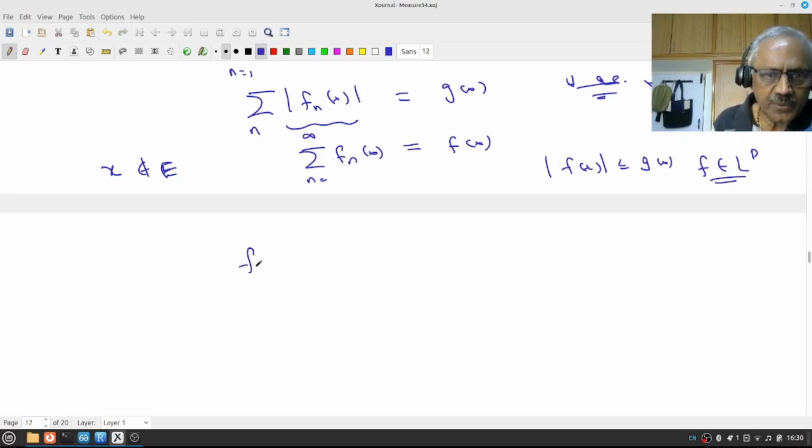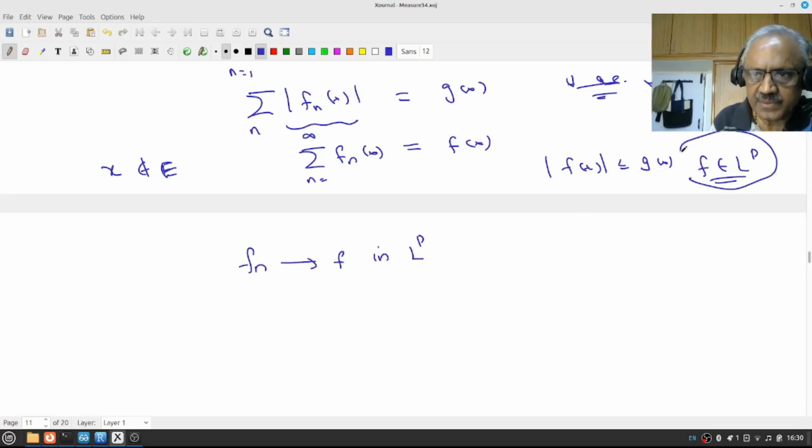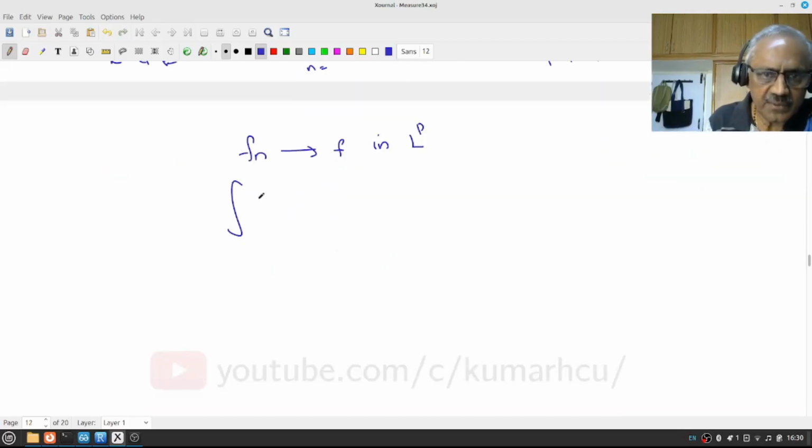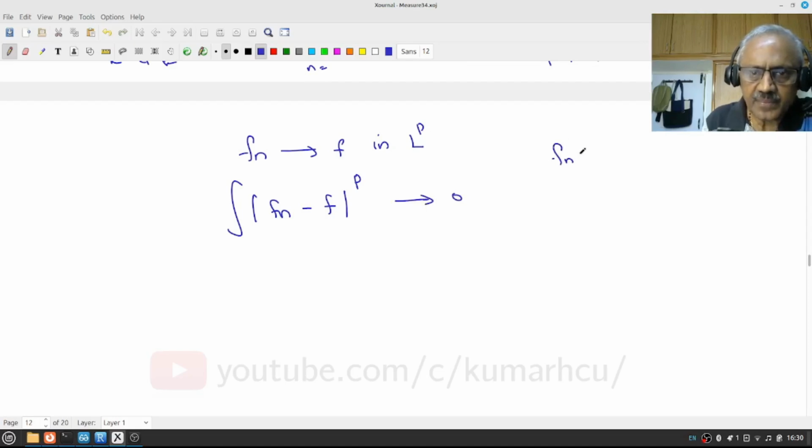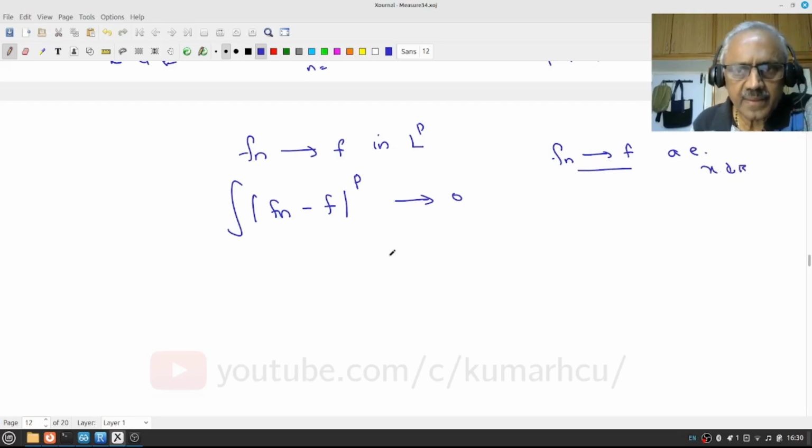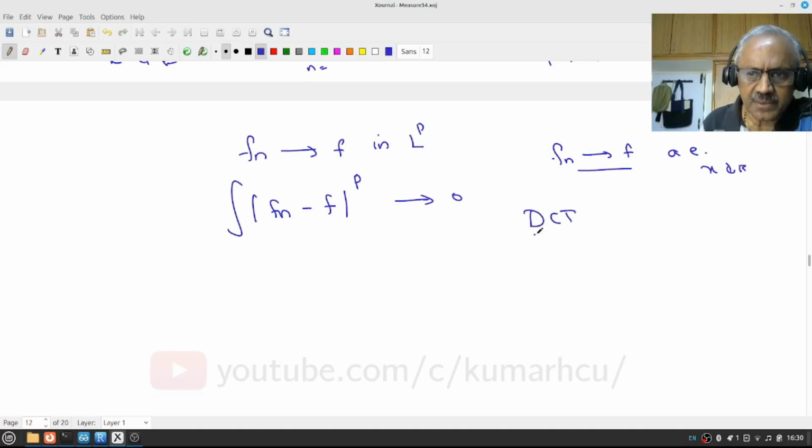Now we want to prove the partial sums converge to f in LP. We already know f is in LP, so I have to show the partial sums converge to f in LP. So what does it mean? I have to show the integral of mod fn minus f to the power p goes to 0. But notice that fn converges to f almost everywhere, for x not in E. To make sure of this convergence, I want to use the dominated convergence theorem. That means I have to look for a function which dominates this.